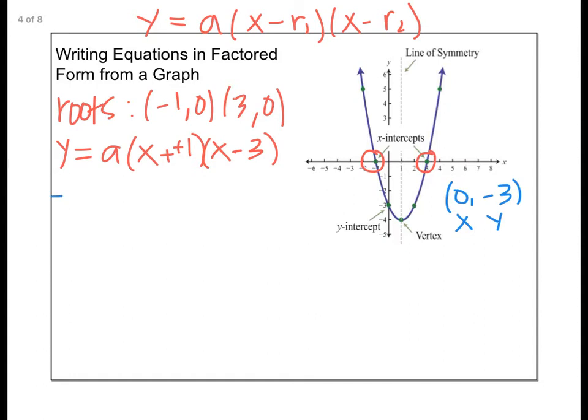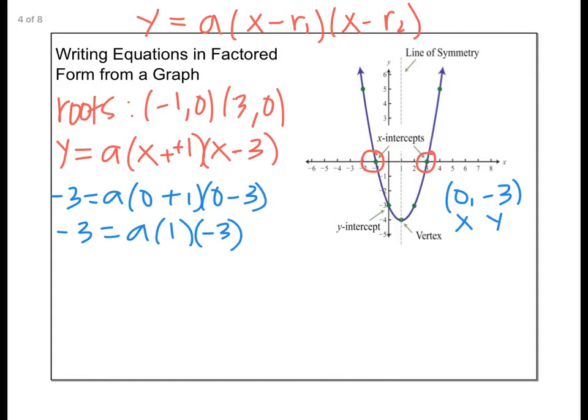So I would get -3 is equal to a times (0 plus 1) times (0 minus 3). Now I need to simplify, so I'm going to do the parentheses first. 0 plus 1 is 1, 0 minus 3 is -3. And now realize that these three are all multiplying together.